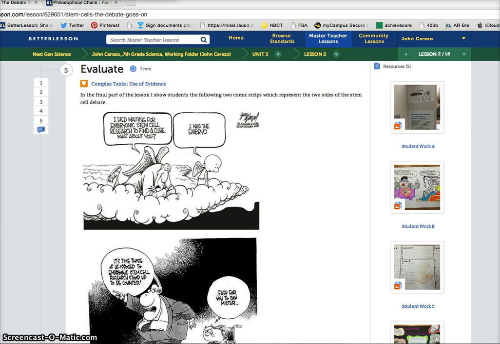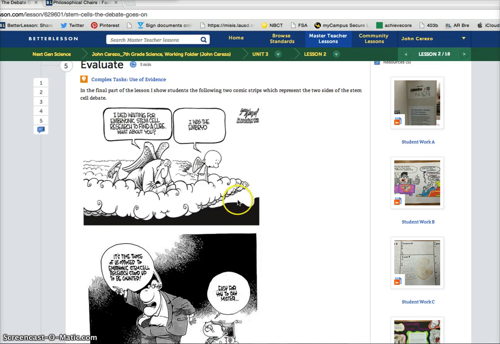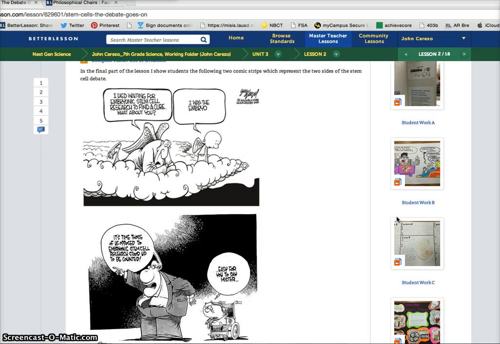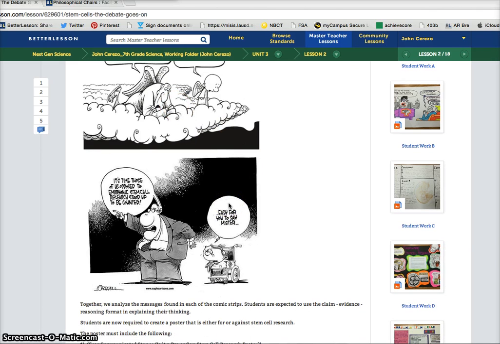So one of the ways that students were able to do this is by modeling. I showed them two comic strips. The top one was a strip that communicates a stand against embryonic stem cells. And the bottom one is a strip that shows the view of someone who would be in favor of embryonic stem cells, just by using some pictures, animations, and some quotes.